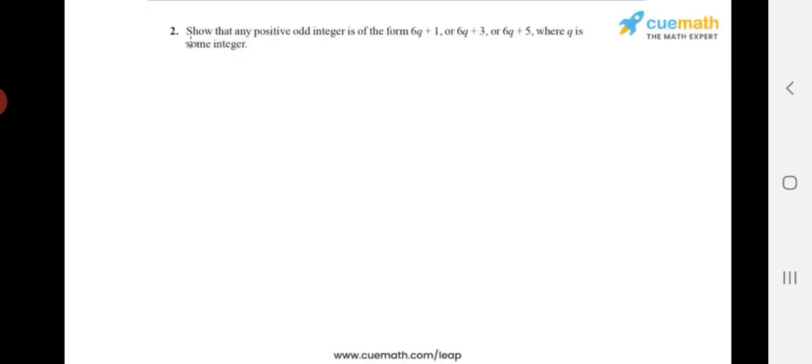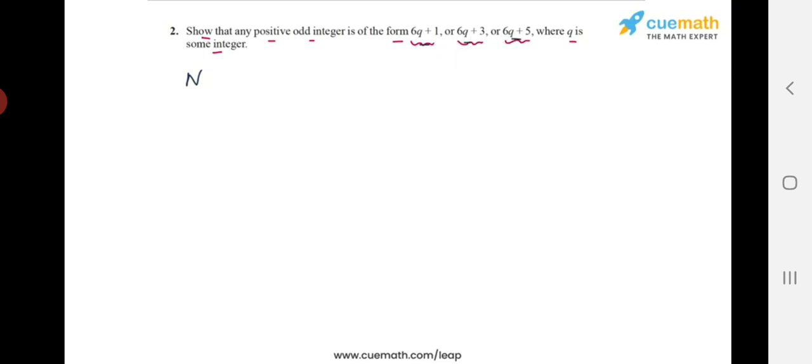In question 2, we have to show that any positive odd integer is of the form 6q plus 1, 6q plus 3 or 6q plus 5, where q is some integer. So let's take n to be some odd positive integer. We have to show that n is of the form 6q plus 1, 6q plus 3 or 6q plus 5. So how do you think we can solve this problem?